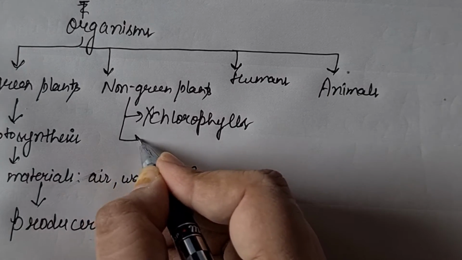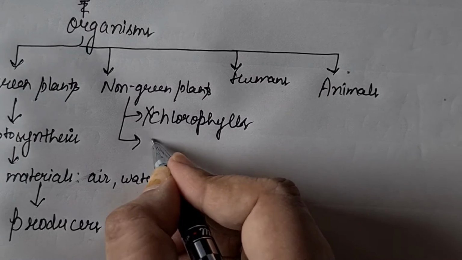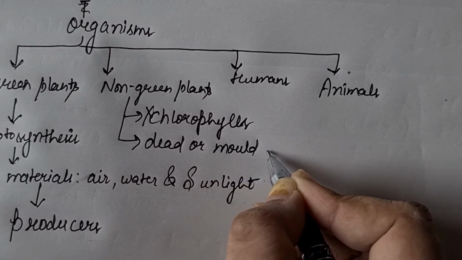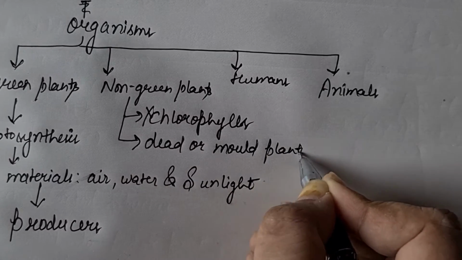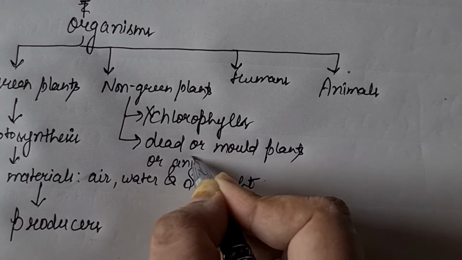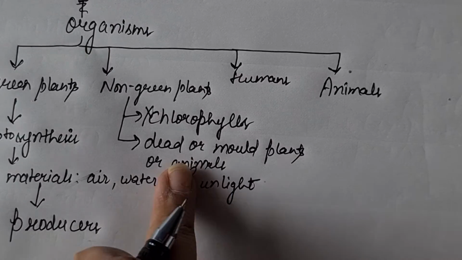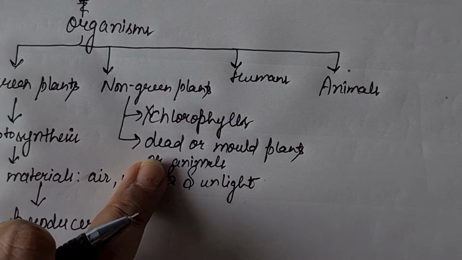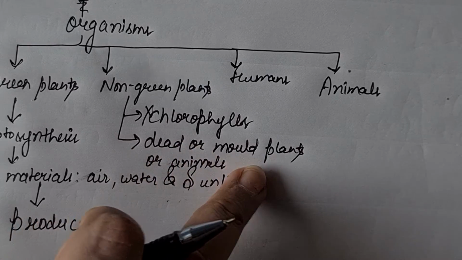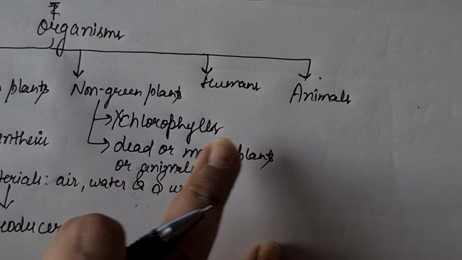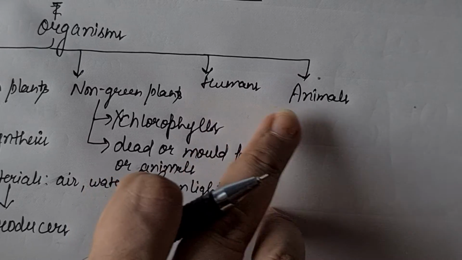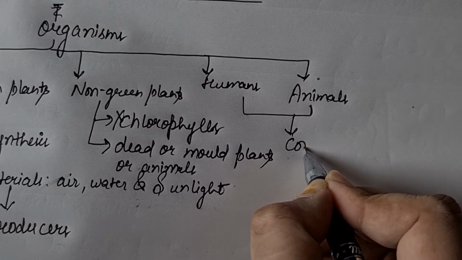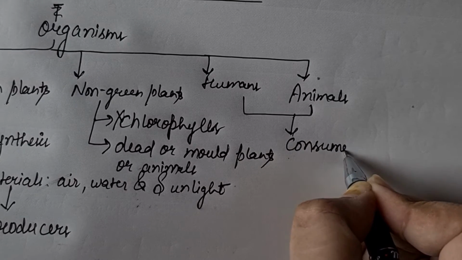So they take the nutrition from dead or mold plants or animals. Done. That means they are not producers. They take their nutrition with the help of dead or mold plants. Done. Next one is humans and animals. These are the consumers. Green plants are the producers and humans and animals are the type of consumers.